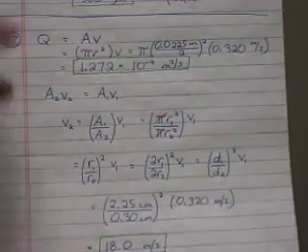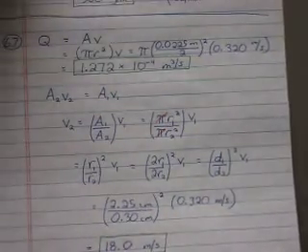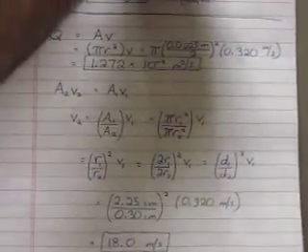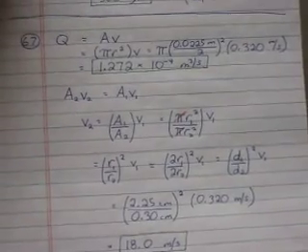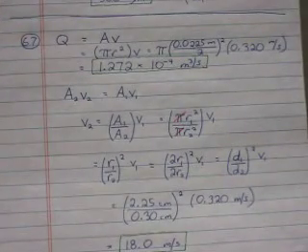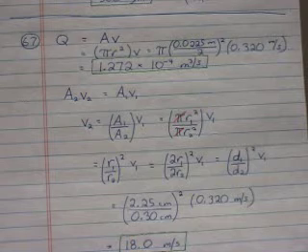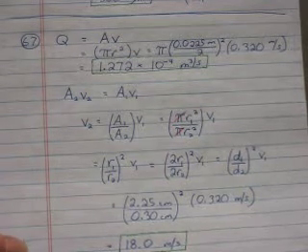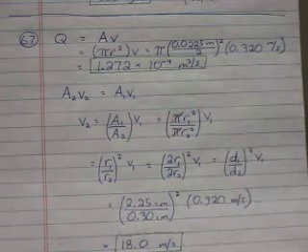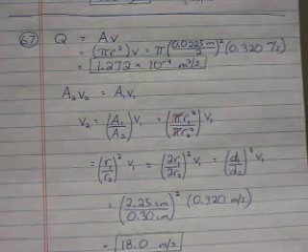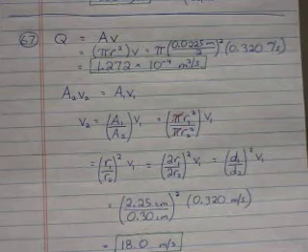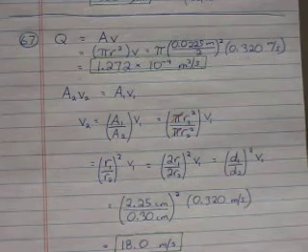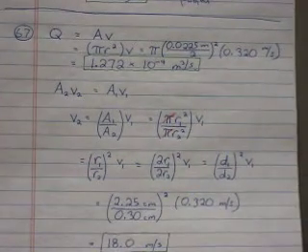Number 67. This gets into fluid dynamics. The first part of the question asks to find the volume flow rate. So volume flow rate is the cross-sectional area times velocity.